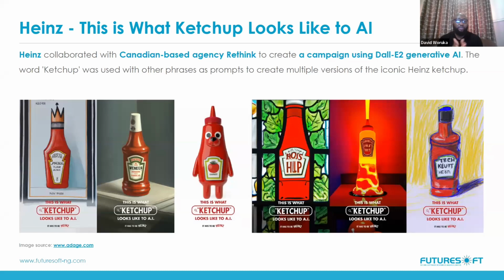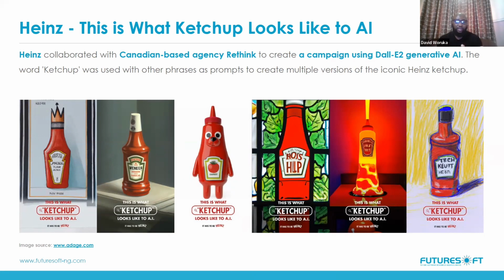So they just type ketchup, and then maybe add additional phrases: ketchup as a lampstand, ketchup in a stained glass window, ketchup in pencil art, and so on and so forth. And when they type in those things, they're not typing Heinz, but most of what DALL-E 2 brings out looks like Heinz. And then they ran this as a campaign, and they also had a gallery where they had all this artwork.